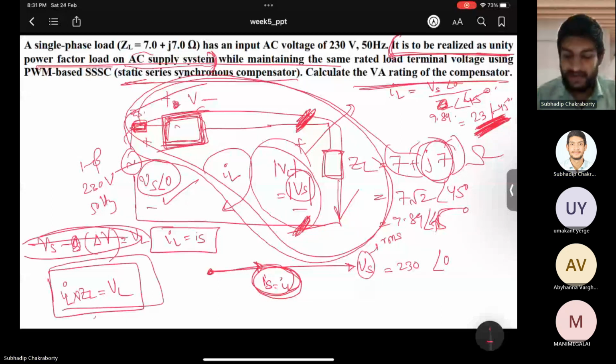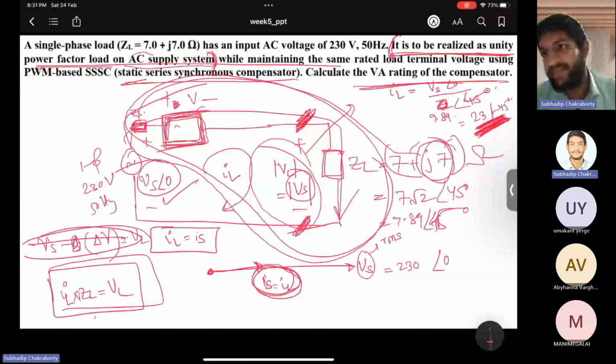So IL, you tell me, is angle 0. What is the angle of ZL? 45 degrees. So how will VL look? It is a circle, and VL will have an amplitude equal to the supply, and a phase of plus 45 degrees. Understood this point? Why will it have a phase of plus 45 degrees? Because VL is IL into ZL. What is the phase of IL? 0, right? And the ZL phase is angle 45.